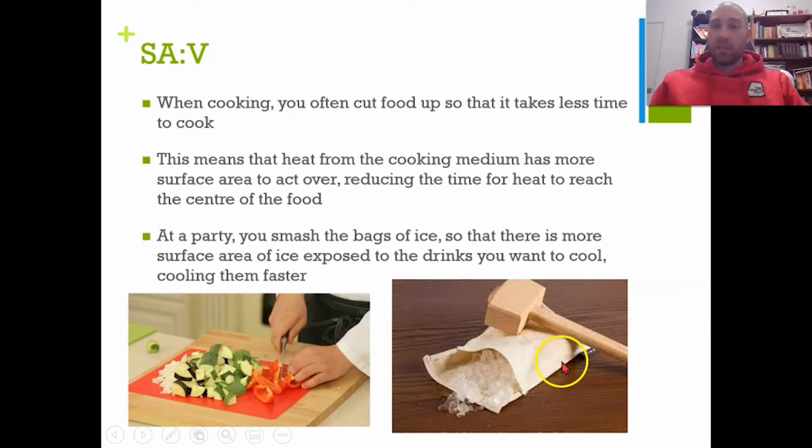If you're going to have a party, you get a bag of ice, you smash that ice before you chuck it in the esky, because that breaks up one big block of ice with a certain surface area into lots of small pieces of ice with larger surface area. So there's more surface area exposed to the environment, which means you'll be drawing more heat energy out of your drinks, so they'll cool down a lot faster. So that's surface area to volume ratio. We're making things smaller, which increases their surface area compared to their volume.